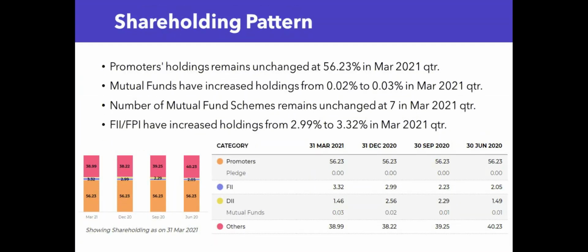Moving on to the shareholding pattern, we see that the promoters' holdings remain unchanged at 56.23%, though the mutual funds have increased from 0.02% to 0.03%. The number of mutual fund schemes remains unchanged at 7. There's good news that the foreign investors have increased holdings from 2.99 to 3.32%.